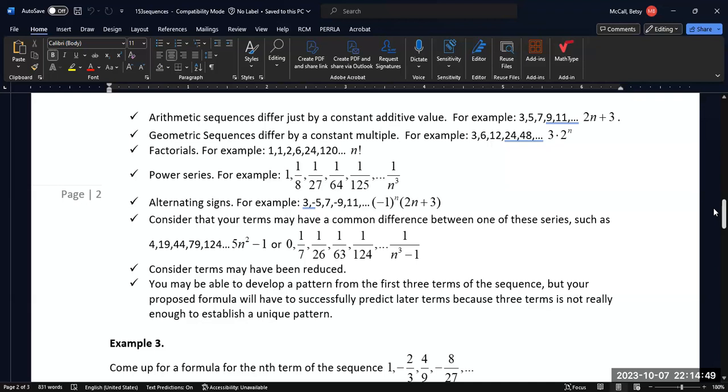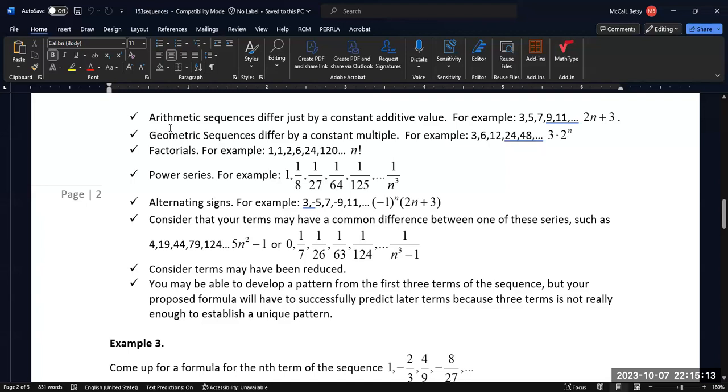All right, so some things to think about when we create a formula for our sequence. The idea is going to be to come up with an explicit formula. If you can come up with the recursive formula, that may give you a start. But then if you could come up with an explicit formula, that's usually, as I said, easier to work with.